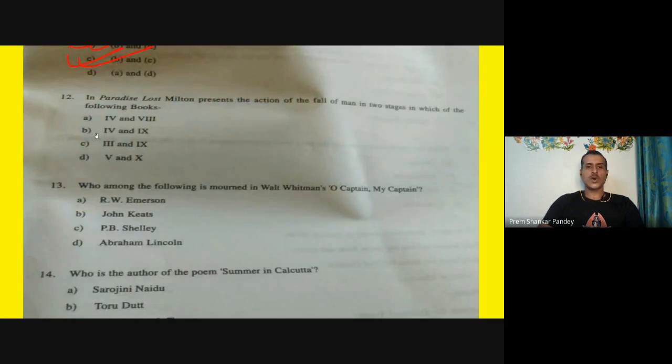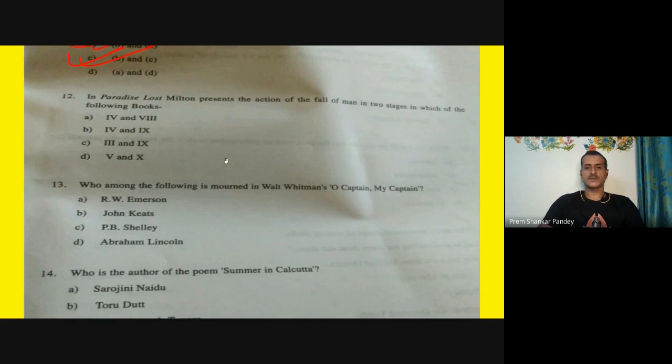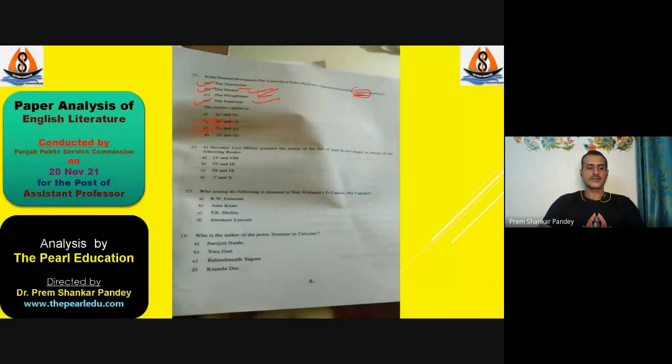In Paradise Lost, Milton presents the action of the fall of man in two stages. In which of the following books? So, in two stages. In the first stage, Satan is unsuccessful. Then he goes for a second attempt. In the first attempt, he tries to tempt Eve in the form of a toad. Yes, most of you have given the right answer. The right answer is book number 4 and book number 9.